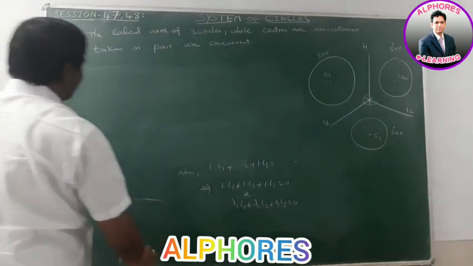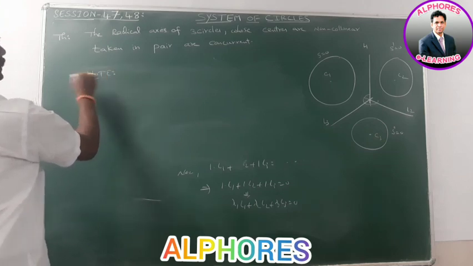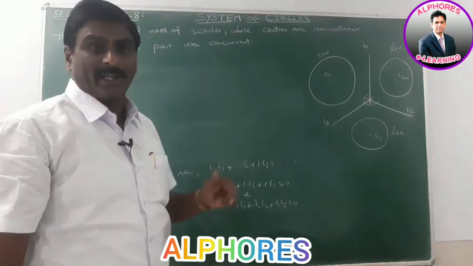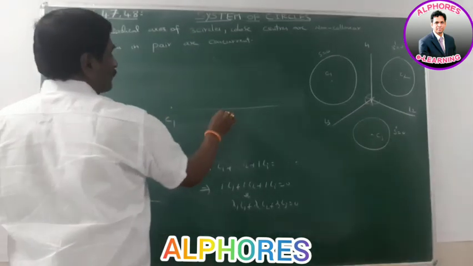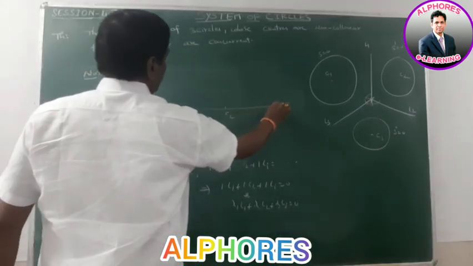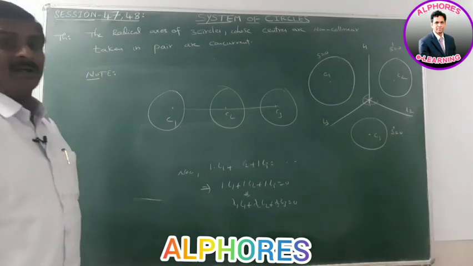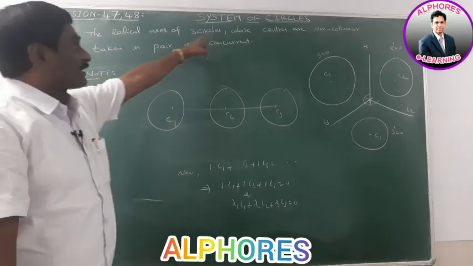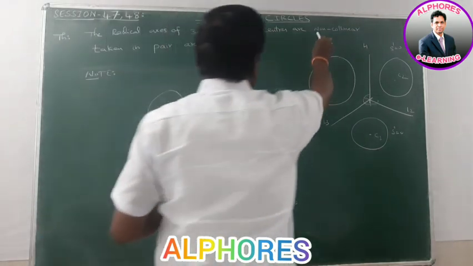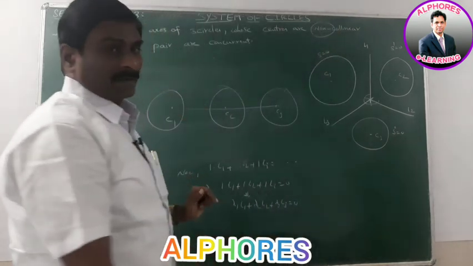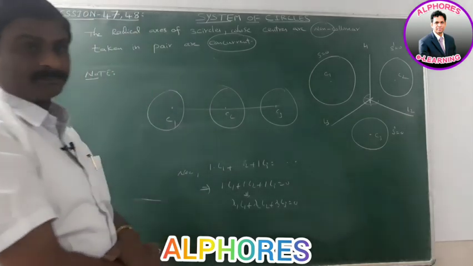Suppose in this case, the centers of the circles are collinear. What is the condition? Here, the centers of the circles are non-collinear. Suppose the centers of the circles are collinear, that means they lie on the same line. It is C1, it is C2, it is C3. This is one of the circles, this is one of the circles, this is one of the circles. What are the radical axes of these three circles whose centers are collinear, taken in pairs? They are parallel. Please observe this point.